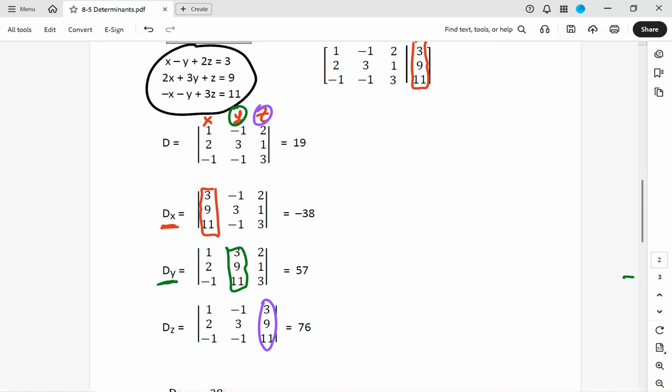So we now have 4 determinants. We have the basic one for this. I should switch to another color. I'll go back to black for this one. So we have that one that doesn't have the answers in it, and the others where the answer numbers replace the x, y's, or z's. So you can do any method to figure out what the determinant is, but I already did here. 19, negative 38, 57, and 76.